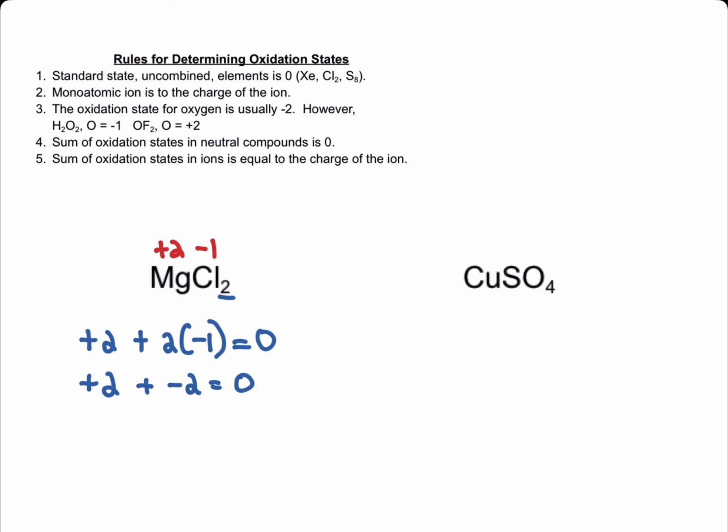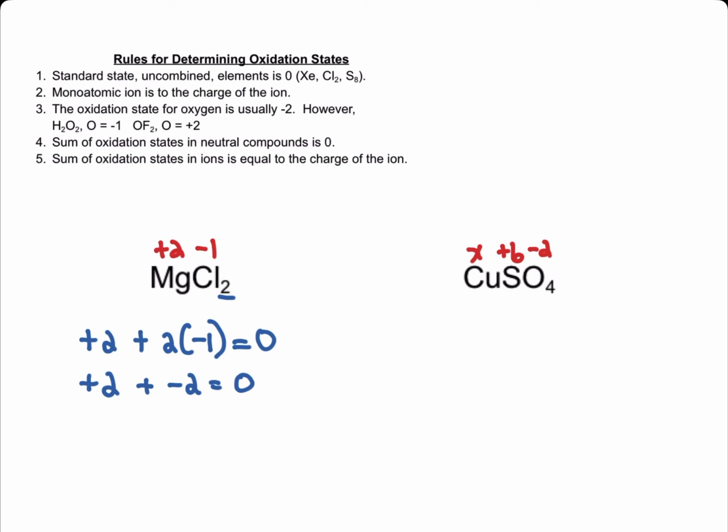Let's take a look at copper 2 sulfate. We want to assign oxidation states to every single atom in this molecule. Oxygen will have an oxidation state of -2. Now sulfur can have multiple oxidation states, but in this molecule it is a +6 because sulfate, SO4, has a charge of 2-. So when I add up these oxidation states, they should equal -2. Copper is a transition metal, and it can have different oxidation states. So let's solve for copper.